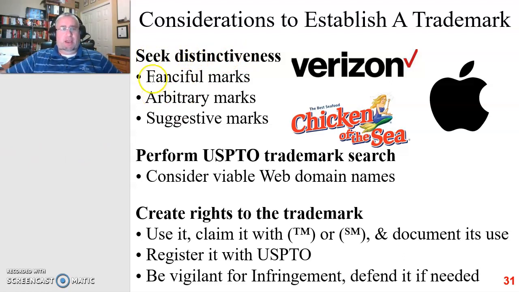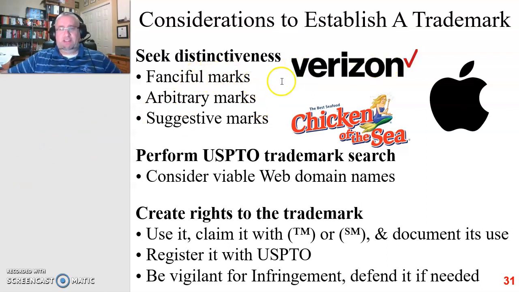So we want trademarks that fall into those 3 categories where ultimately, if we apply to USPTO, we would be successful in getting trademark recognition, trademark registration. So we want fanciful marks, we want arbitrary marks, we want suggestive marks. We do not want descriptive marks or generic marks. So just a few more examples.